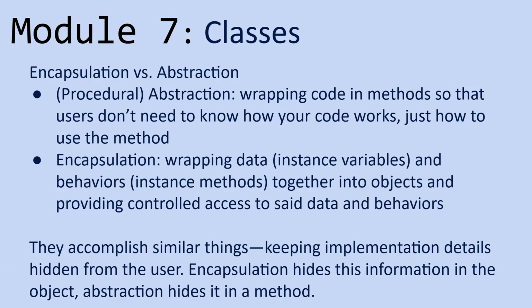And we're wrapping these together in objects and providing controlled access to this data and behaviors. So again, they do similar things because we're keeping implementation details hidden from the user, and they have some similar benefits. But the important thing is encapsulation hides this information in an object and provides a public interface to use said object. And then abstraction hides implementation details in a method. So cool. Hopefully that makes sense. And of course, you can always ask a TA if you need more explanation on the difference. The textbook talks a little bit about it too, but TAs can always help, as well.